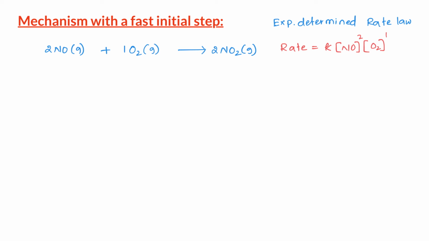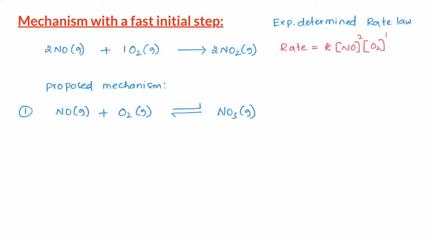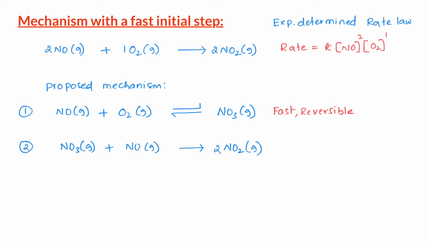And the proposed mechanism for this reaction is step 1, 1 NO reacts with 1 O2 to form NO3 gas. This is a fast step and it is also a reversible step. In step 2, the NO3 gas reacts with NO gas to form 2 NO2 gas. This is the slow rate determining step.